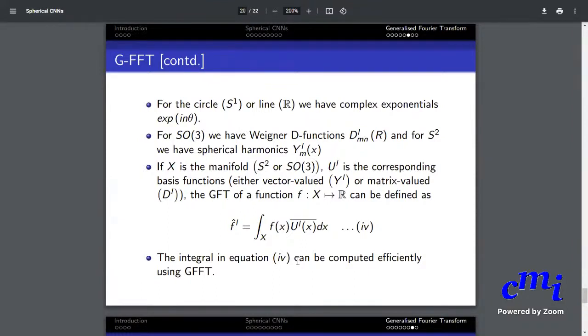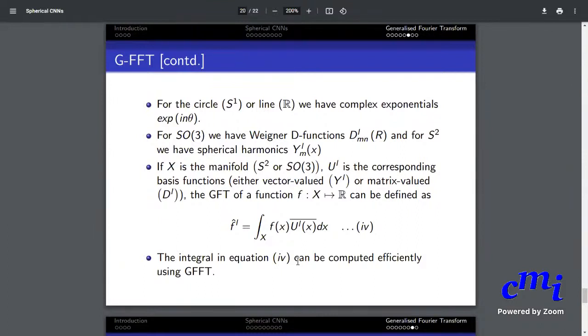If X is the manifold S2 or SO3, and U^l is the corresponding basis function, with l as the index, then the Fourier transform is defined as f hat l. This is simply the projection in this new basis, written in the continuous fashion. The same thing holds for any kernel also.